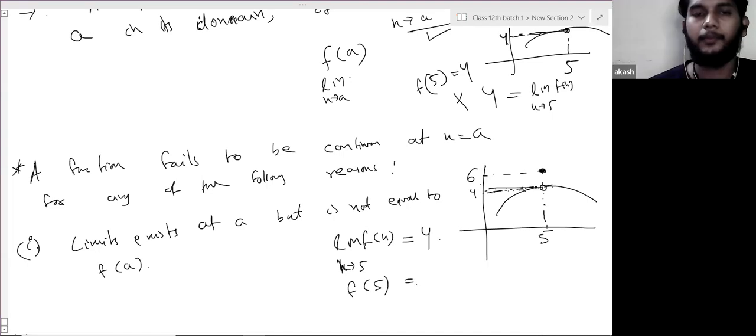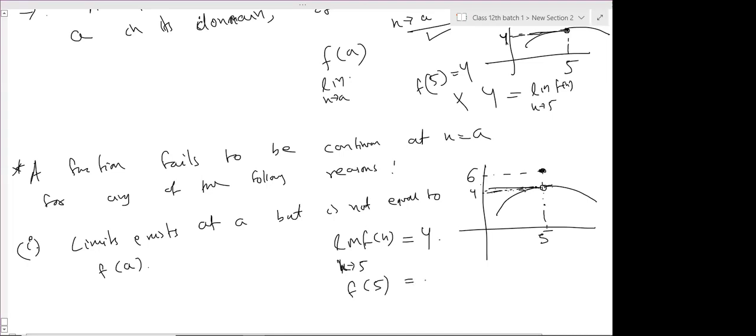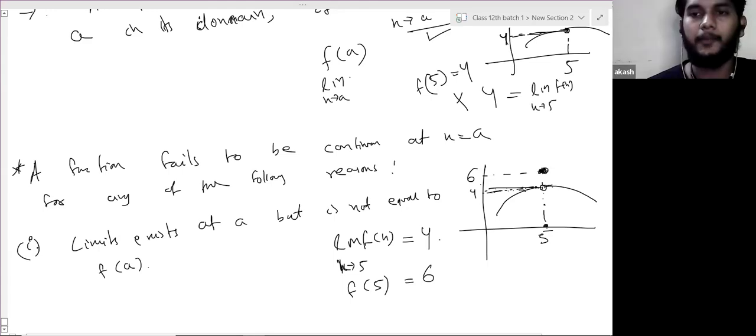What is f of 5? 6, right? Because when you put x equals to 5, the graph is here, above the rest of the graph. So to draw this graph, I have to go like this, pick up my pencil, then again like this. I have to pick the pencil, right? I cannot draw this without lifting up the pencil. So this is not continuous. Why? Because these two are not equal. Is this clear or not, everyone?